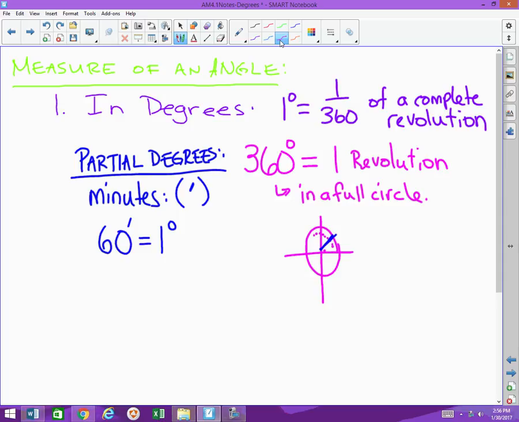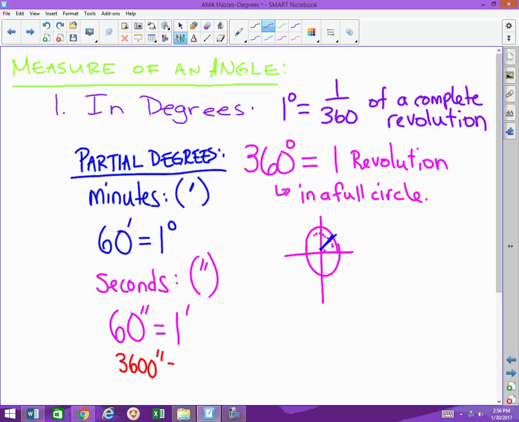And then there are also seconds. The symbol for seconds is 2 little things, like the inches thing. And there are 60 seconds in 1 minute, which means there's 3,600 seconds in 1 degree.